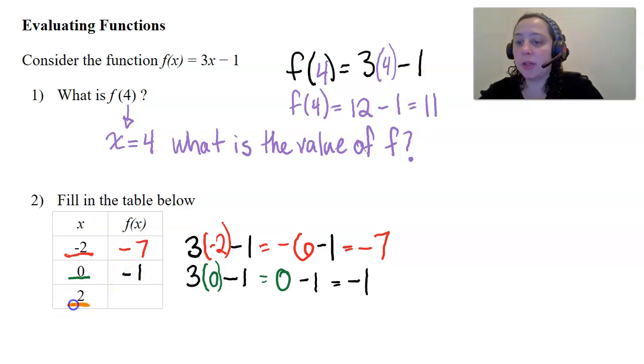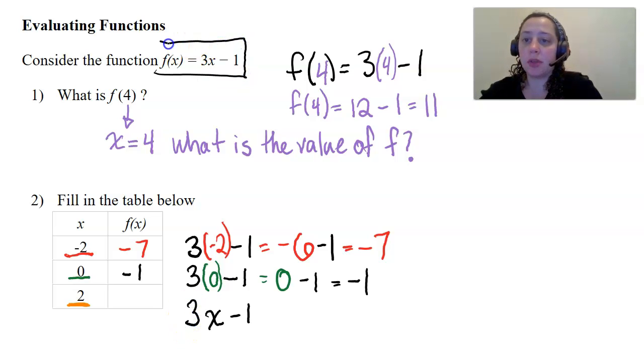One more time, at x equals 2. So here's my function. That's what they gave us. Now I'm going to erase my x and substitute it with 2. 3 multiplied by 2 is positive 6. Keep the minus 1. And 6 minus 1 is 5.